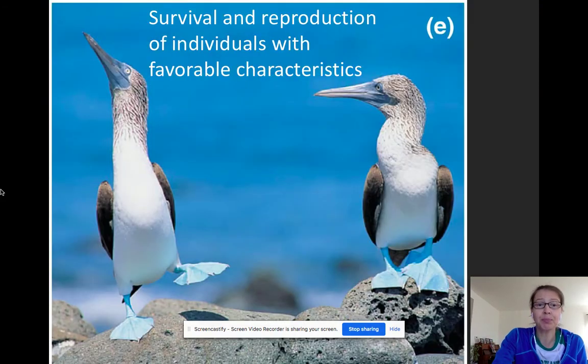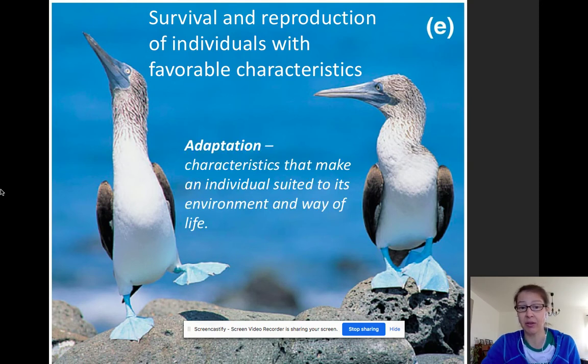outline. And then you need to state that the survival and reproduction of individuals who have the favorable traits, those are the ones that are going to survive and reproduce. And we have a name for those traits, the ones that are beneficial, and that's called adaptations. So those are characteristics that make an individual suited to its environment and way of life. So I love this picture of the blue-footed boobies. If I was standing up, I would do a little dance, but they have these blue feet, and it's how they can attract mates.